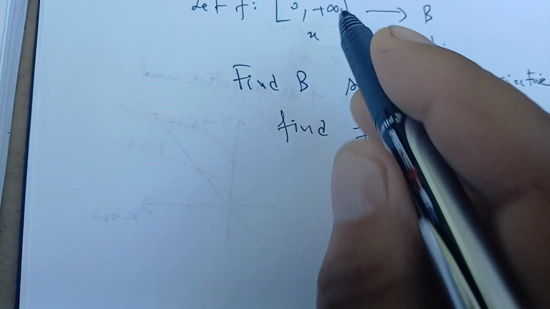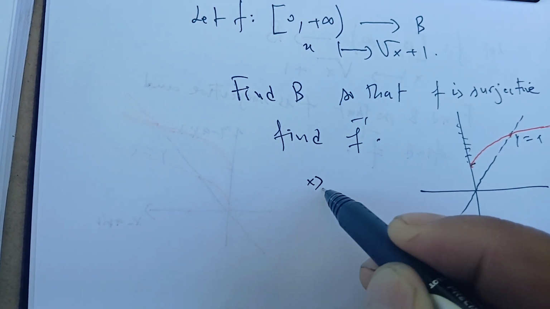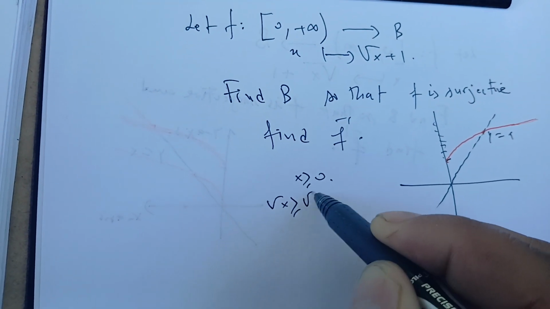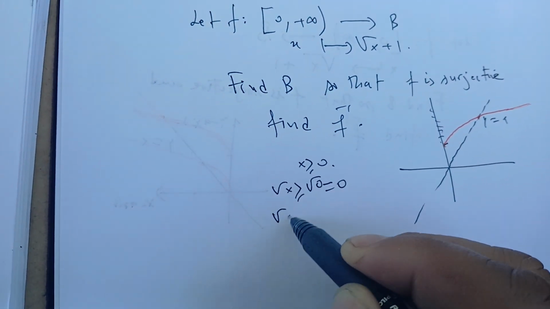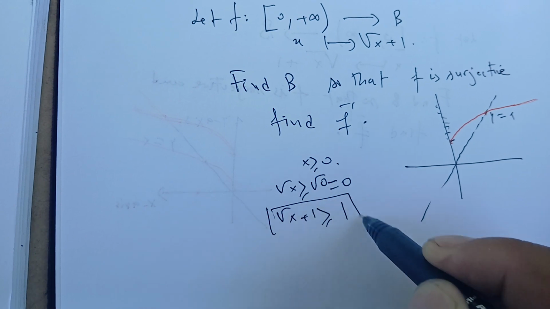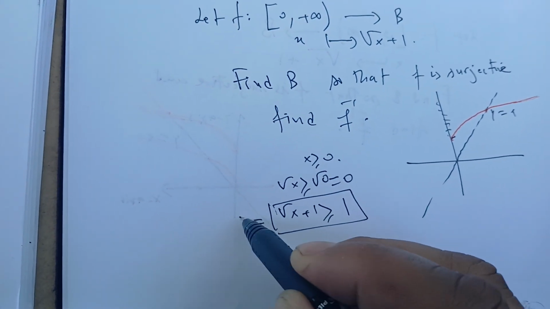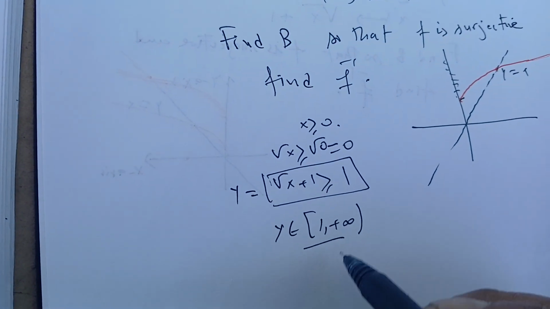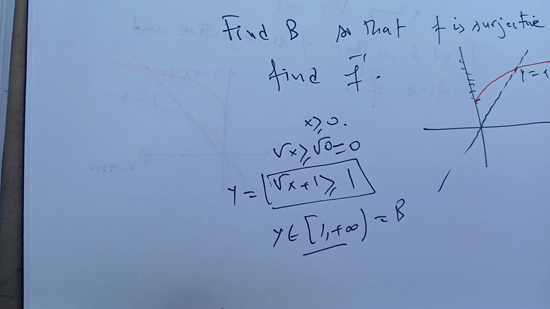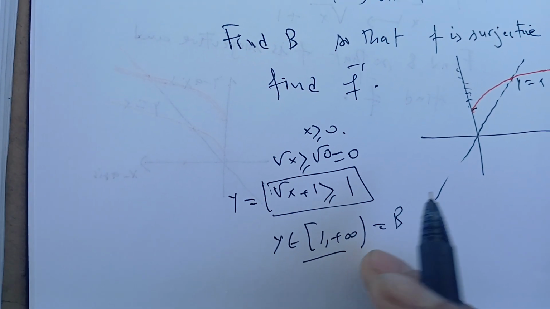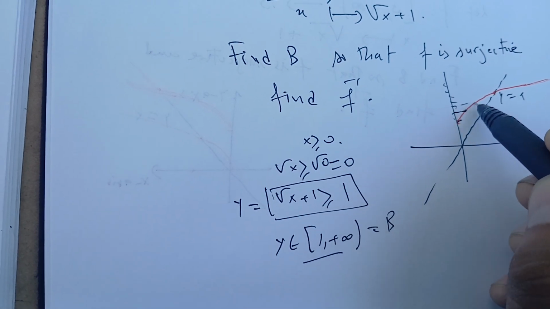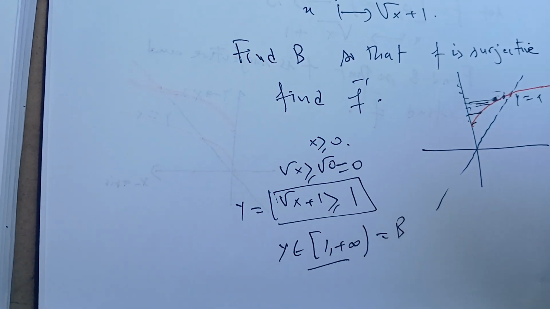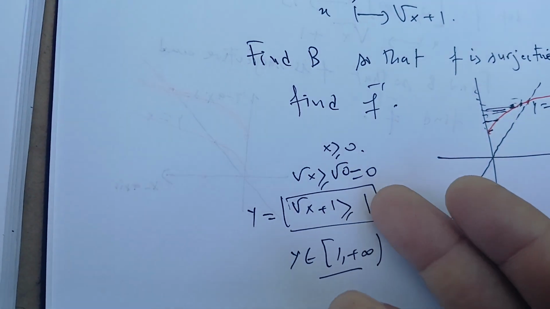So we know that f is defined on 0 plus infinity. That means x is bigger than 0. So when we take the square root of x, it's bigger than the square root of 0, which is 0, and we add 1 to both sides, we get the square root of x plus 1 is bigger than 1, which is y. So that means y is in this interval 1 plus infinity. And this is our b here. So this is the whole interval. And in fact, any point here has a preimage. So that means f is surjective by construction, by this interval.